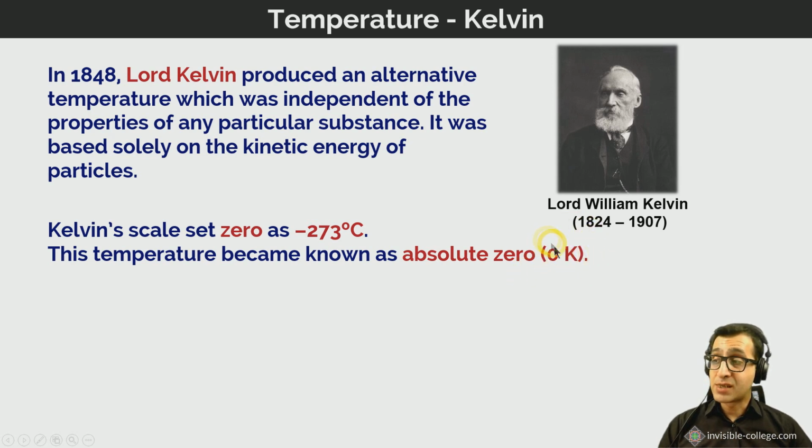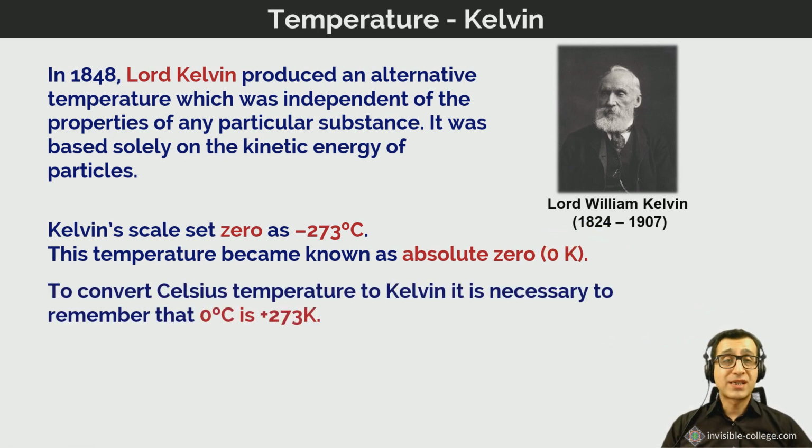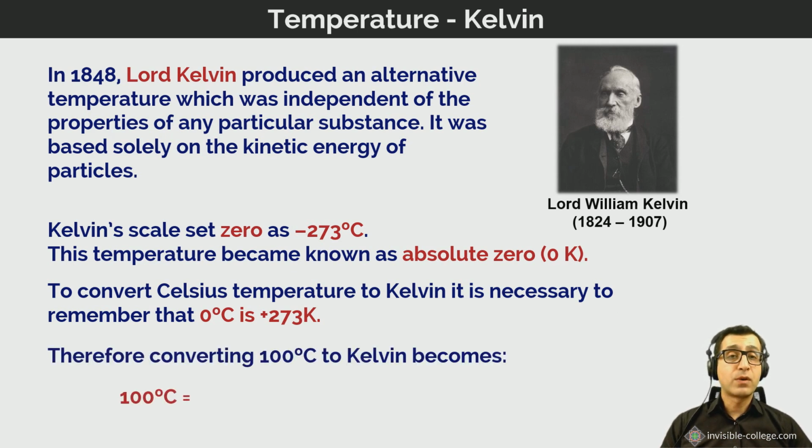By definition, if temperature is a measure of the average kinetic energies of particles, then the 0 of the absolute scale of temperature must correspond to the temperature at which the particles stop moving altogether. So there can be no negative numbers on the Kelvin scale, because the scale corresponds to the average kinetic energies of particles. To convert Celsius temperature to Kelvin, you need to remember that 0 degrees centigrade is 273 Kelvin. So in order to convert 100 degrees centigrade to Kelvin, we add 273 to 100, and we get 373 Kelvin.